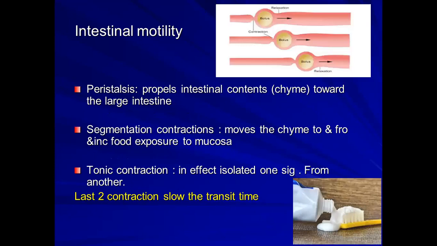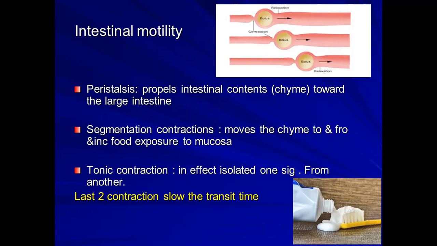The types of small bowel intestinal motility. First, peristalsis. As you see in the upper photo, it propels the intestinal content, which is called chyme, toward the large intestine. There is a contraction beyond the bolus, which pushes the bolus toward the distal part of the small bowel.